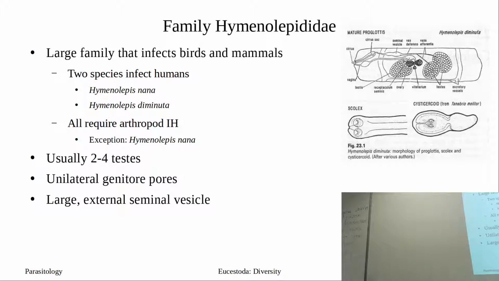And you do have a large external seminal vesicle. So the seminal vesicle will be noticeable. The slide that we have is of a cysticercoid stage, a different larval stage, different from cysticercus. So cysticercus larvae are in Taenia, cysticercoids are in Hymenolepis.